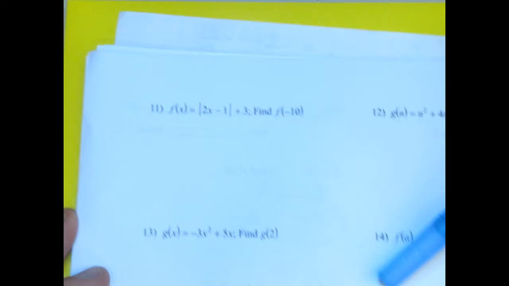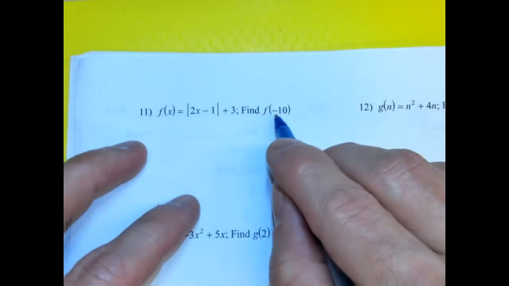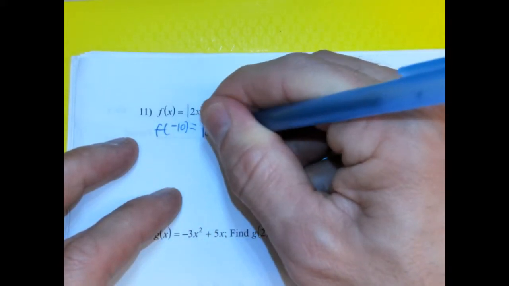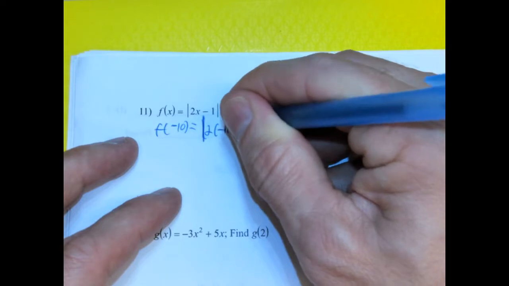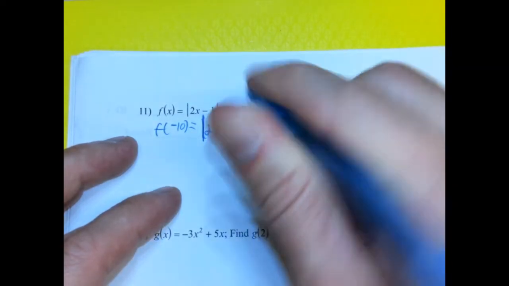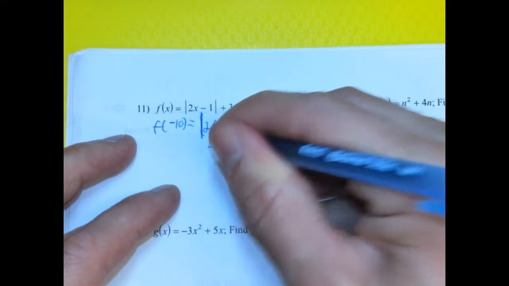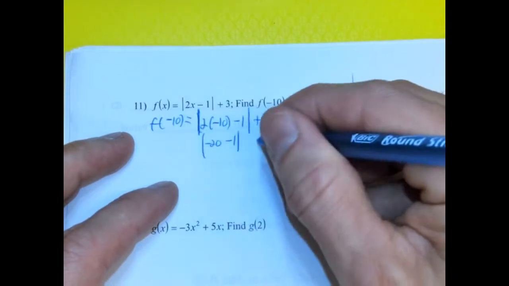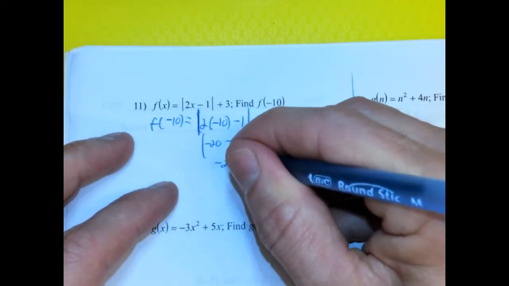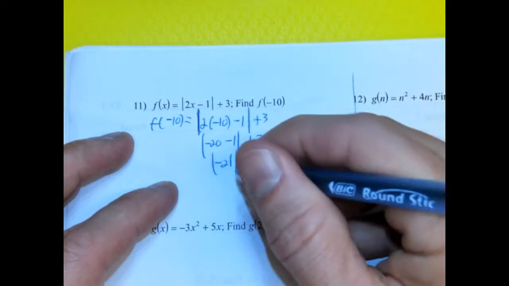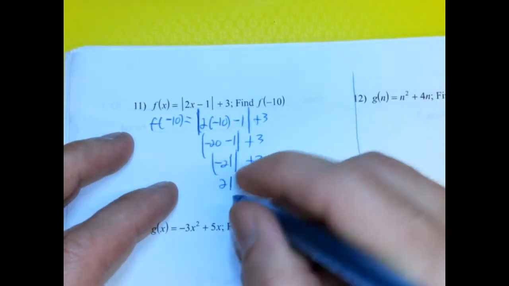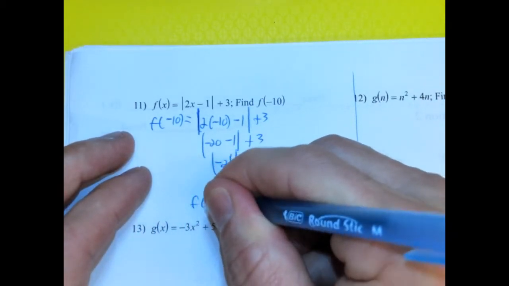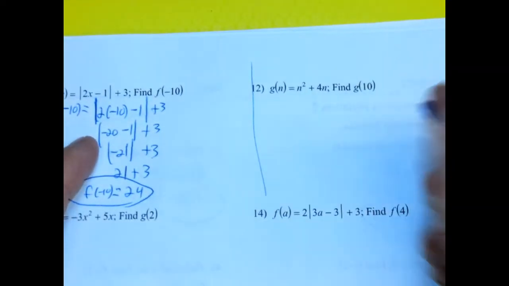Ooh, some absolute value. Here we go. All right. So f of negative 10 plus 3. Okay, so 2 times negative 10 is negative 20. I may run out of room here. I may have to write it over here. Negative 20, take away 1, absolute value, plus 3. Negative 20 minus 1 is negative 21. And the absolute value of negative 21 is positive 21, because that's the distance from 0. And 21 plus 3 is 24. So f of negative 10 is positive 24. Okay. G of 10.